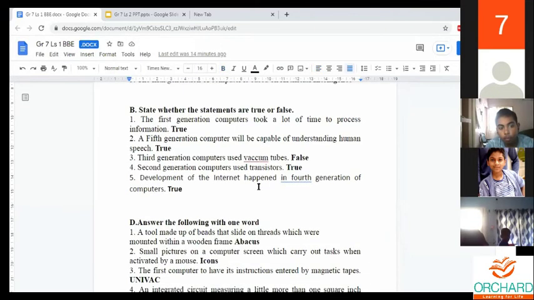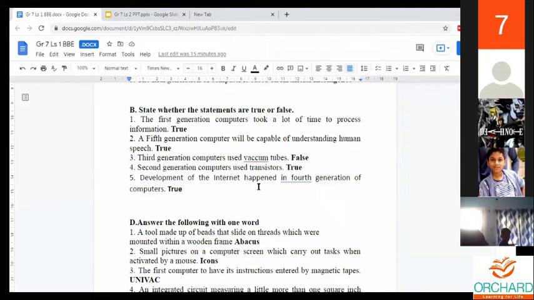True or false? The first generation computers took a lot of time to process the information. True, it is very slow, no? So the statement is true. The first generation computers took a lot of time to process the information. True. Second one, a fifth generation computer will be capable of understanding the human speech.